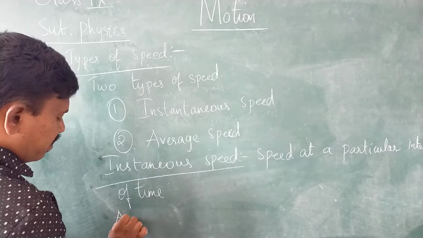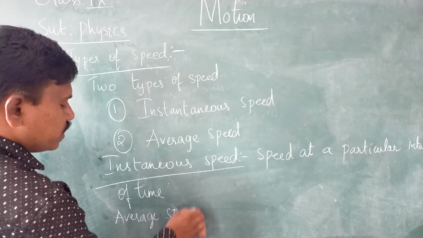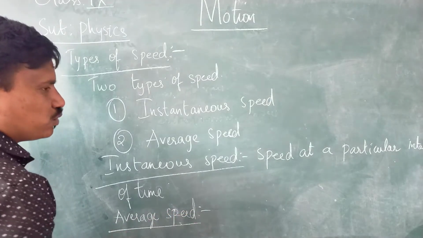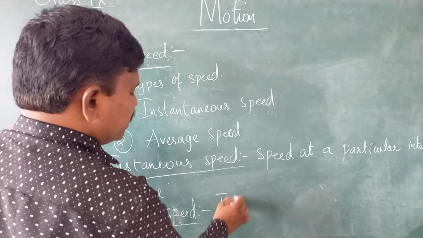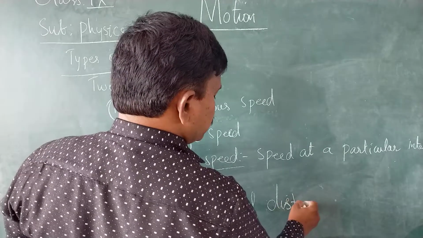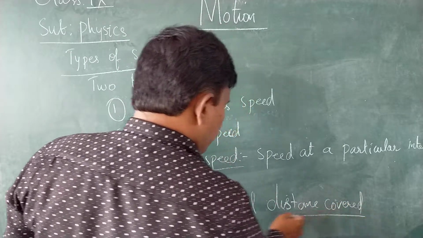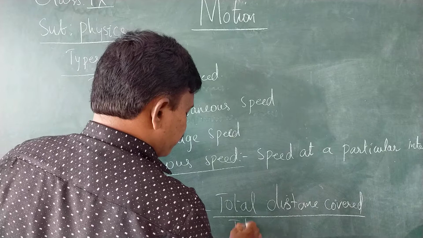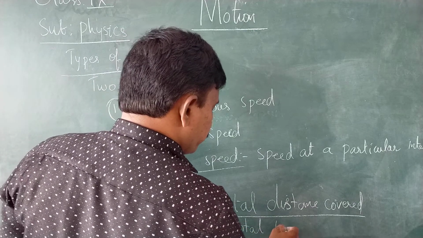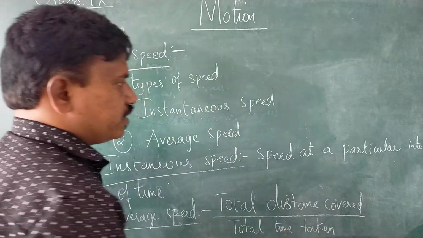Then what do you mean by average speed? Average speed is nothing but the total distance covered by the total time taken. Total distance covered by the total time taken. That is called the average speed.